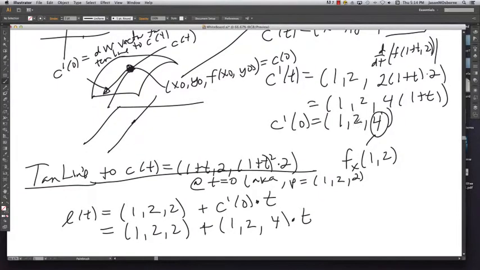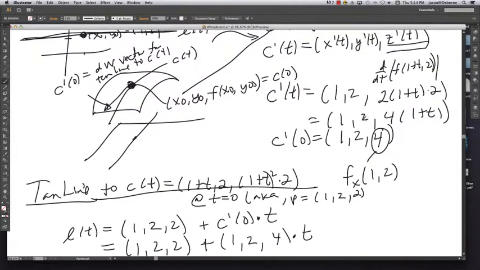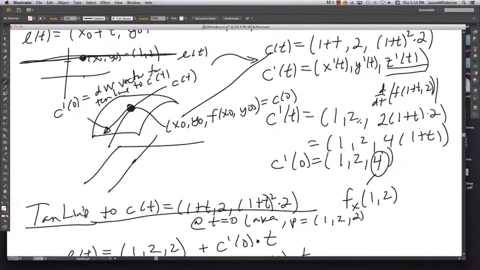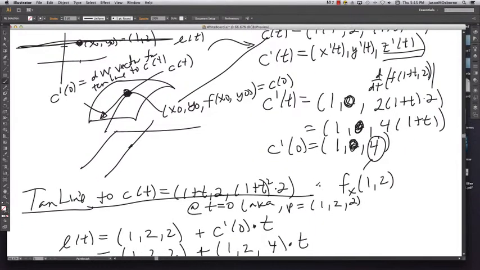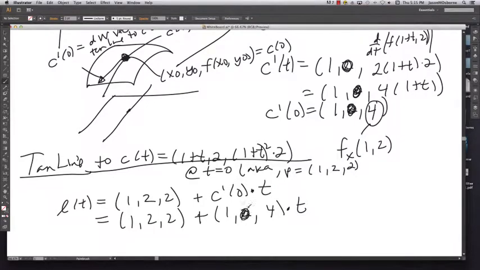Oh, c prime of 0. Hold on a second. Oh, the derivative here is 1. This should be a 0. The derivative of 2 is 0. You've got a 0 here and a 0 here. Sorry about that. This should be a 0. Okay.